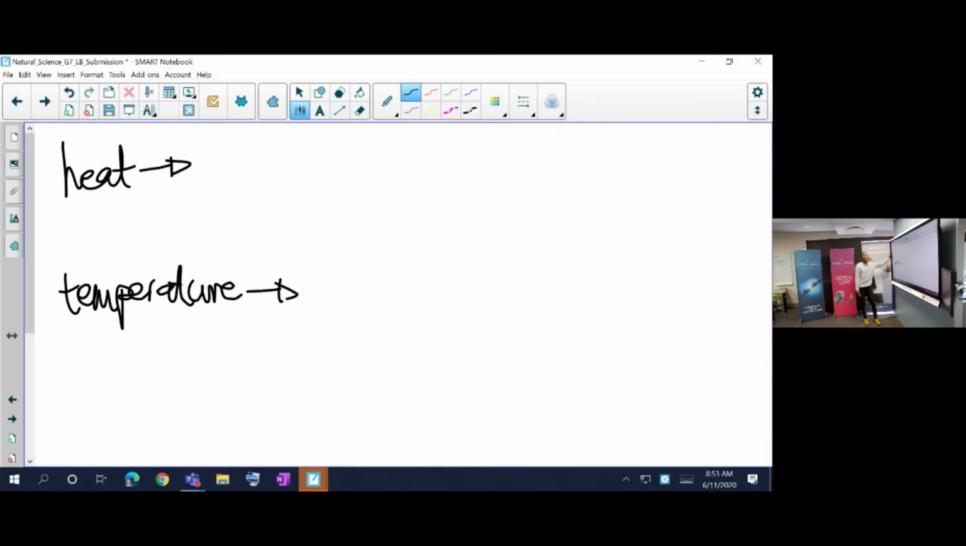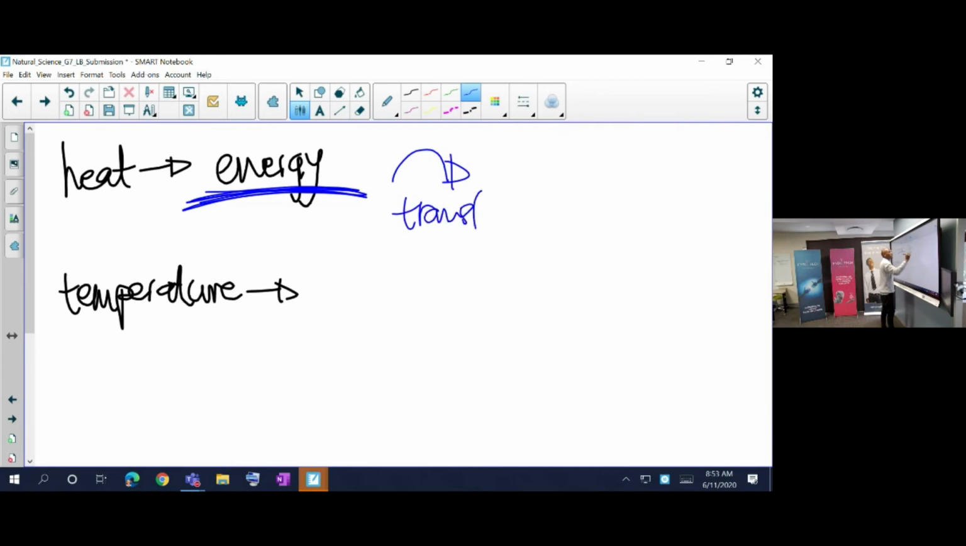What is heat? I'll give you a second there. What is heat? Remember, heat is energy. Heat is energy, right? You either transfer it into materials or take it away by absorption, absorb it from materials. So it's heat. Heat is energy.